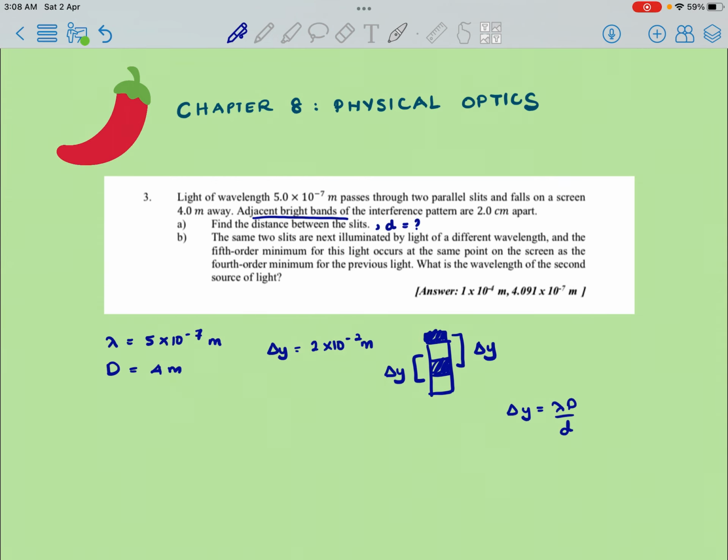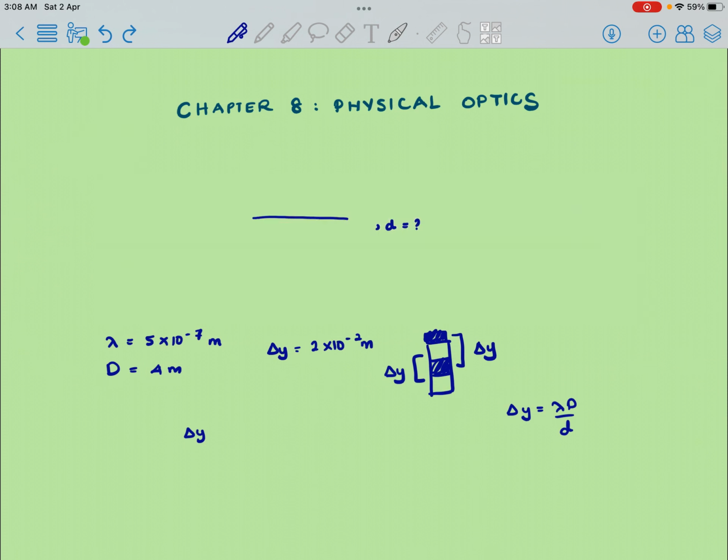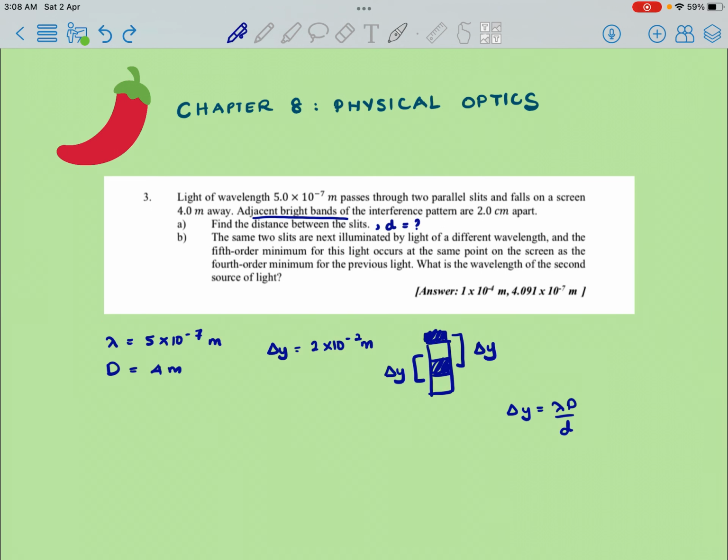Okay, so I think we can use this formula lah kan. So delta y is equals to, so I think I'm going to use 2×10⁻³, so our lambda is 5×10⁻⁷, D besar adalah 4, and then we will obtain our d to be 1×10⁻⁴ meter. Okay, so that is for A.